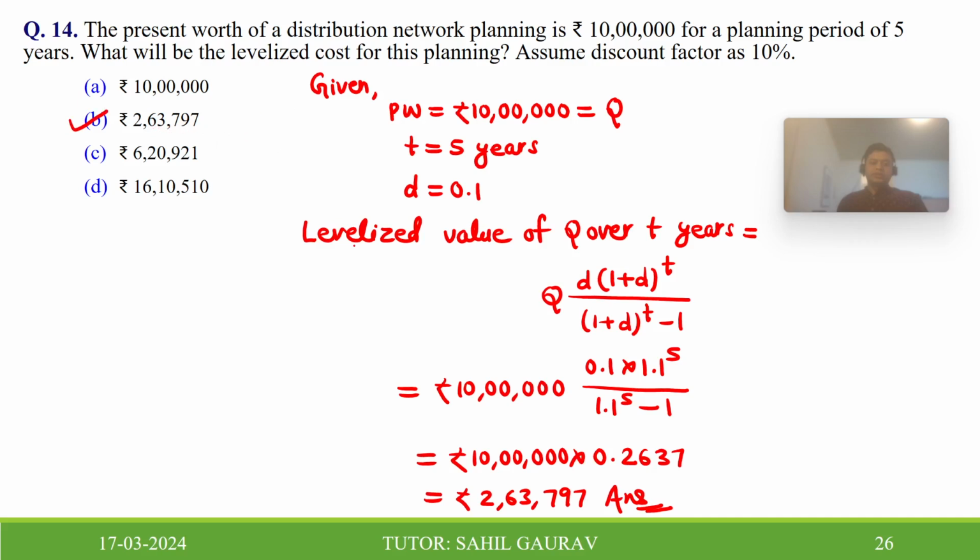2,63,797. And these two options A and D are never going to be correct, because see, the same amount of money is there, and 16 lakh is greater than it, which will also never happen. So both options you can easily eliminate, and the remaining two options depend upon the discount factor. As we have also seen in the previous problem, here we have to find the levelized cost, that is the average annual cost. So the average annual cost should be near to the amount we have invested divided by the number of years.